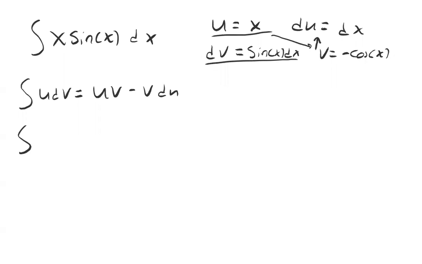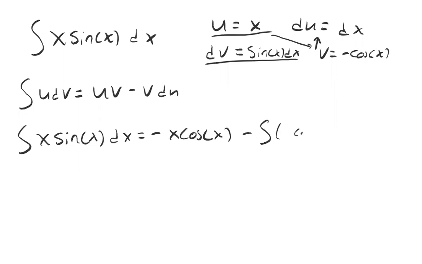So the integral of x sine of x dx is u times v, so you're going to get negative x cosine of x, minus the integral of v du, and now you go minus cosine of x dx. Sorry, let me move those parentheses. Now you can see what we have here is a little more complicated than what we started with, and that's fine.